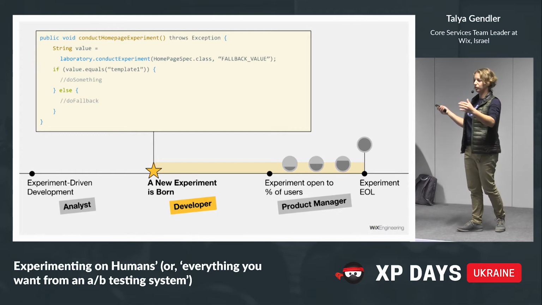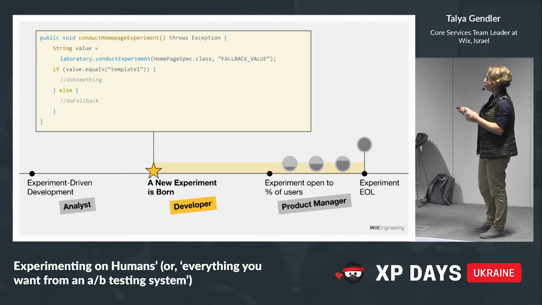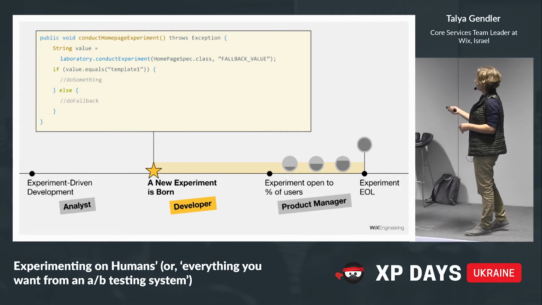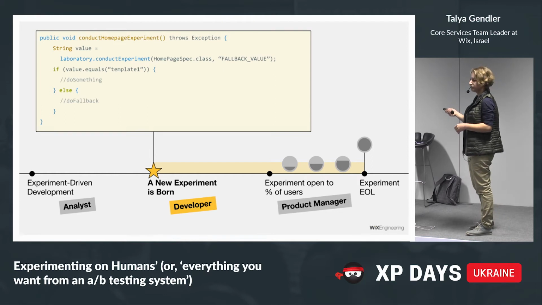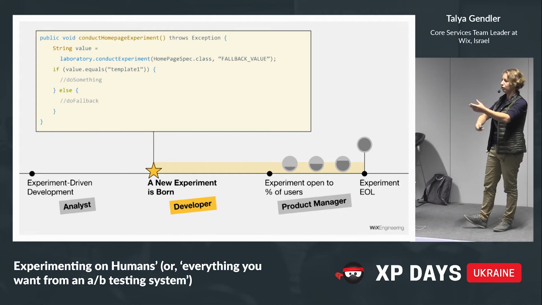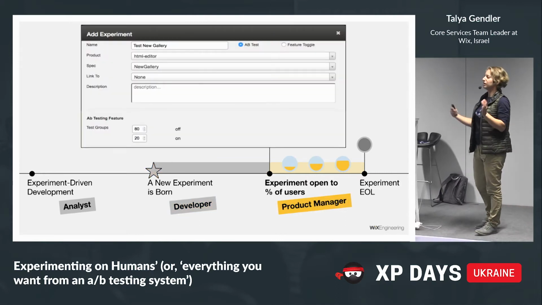So we say laboratory, because we're doing experiments, conduct an experiment called homepage. Homepage because this is my example. And we have if the result is template 1, else probably template 2, and then we need the code to behave differently. The next stage will be in the UI.